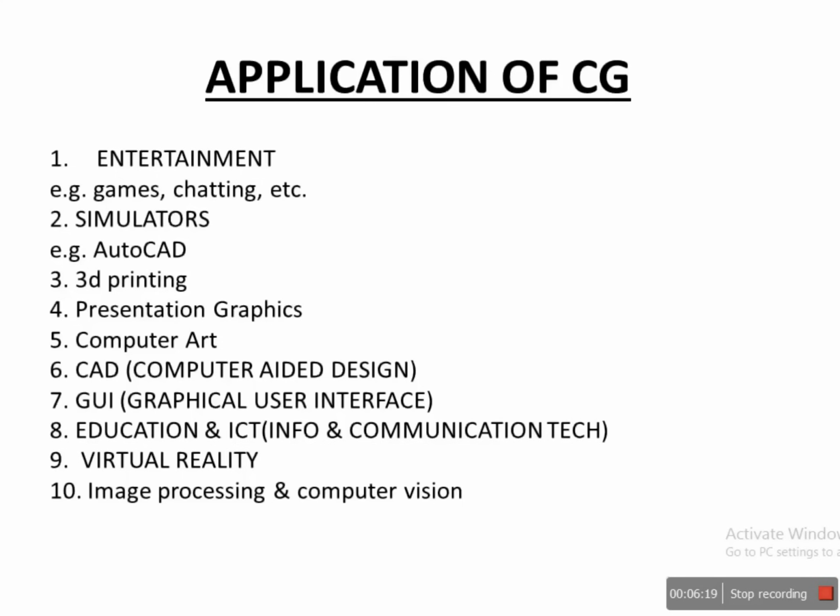Okay. Next is virtual reality, which I have already mentioned on top. It is a kind of simulator only. And the 10th one is image processing and computer vision. Image processing is basically, again, it can be a type of CAD only, computer aided design. You're processing the image. Maybe Adobe Photoshop or Adobe video editors. Okay, so these are the applications of computer graphics.